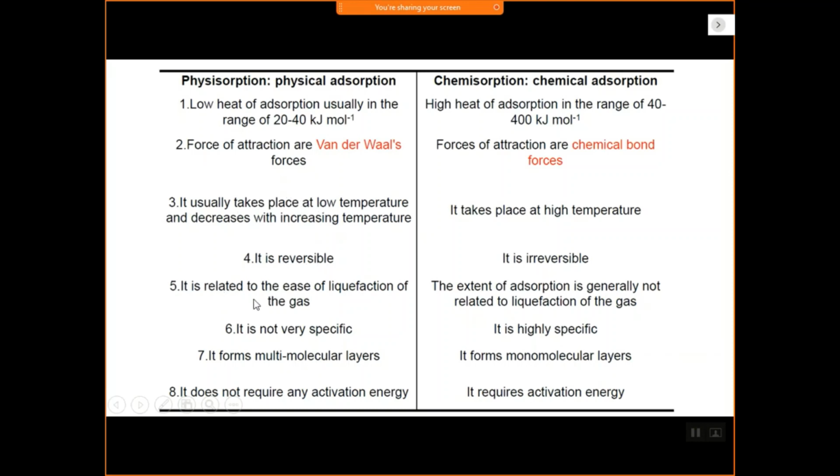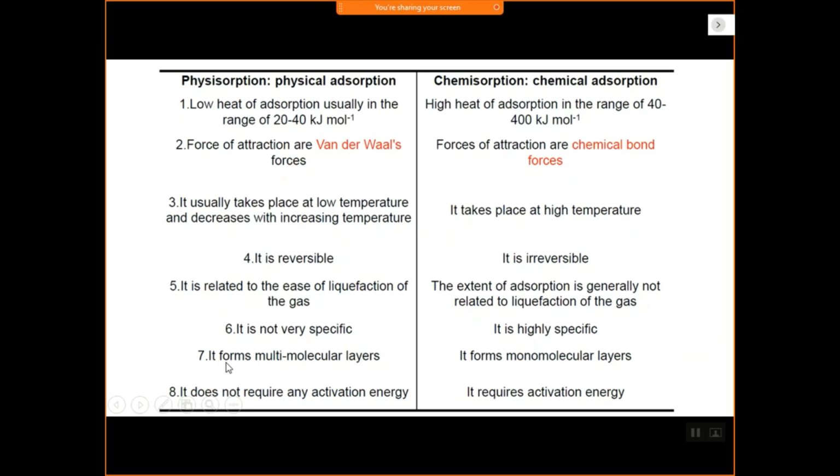It's related to the ease of liquefaction. So what does that mean? Well, basically it's very pressure dependent. So if you have a higher pressure, you actually can turn your gas into more of a liquid state, and so the physisorption is very highly dependent on the pressure of what you're trying to measure, how well it adheres to the surface.